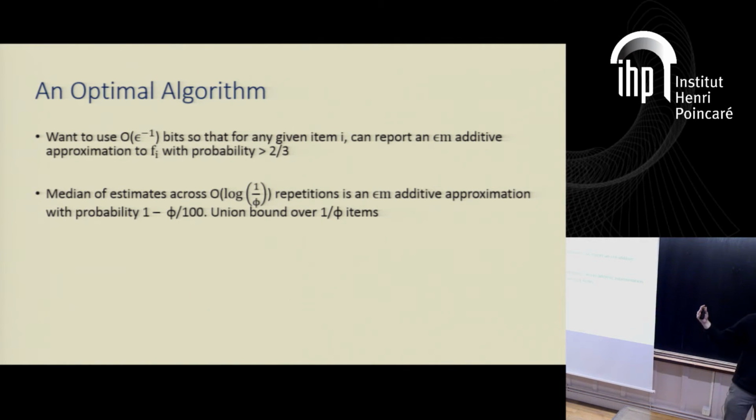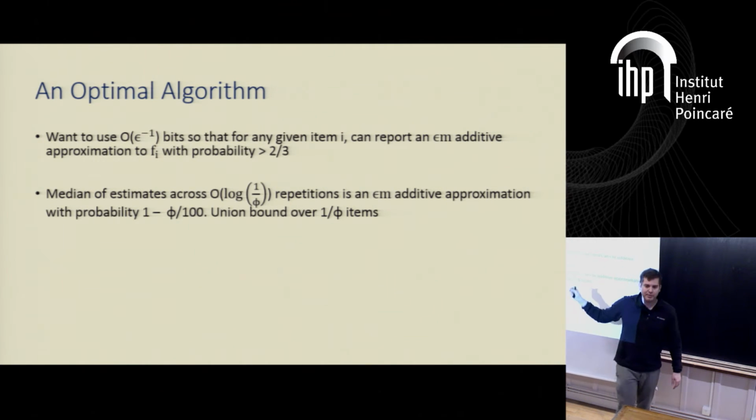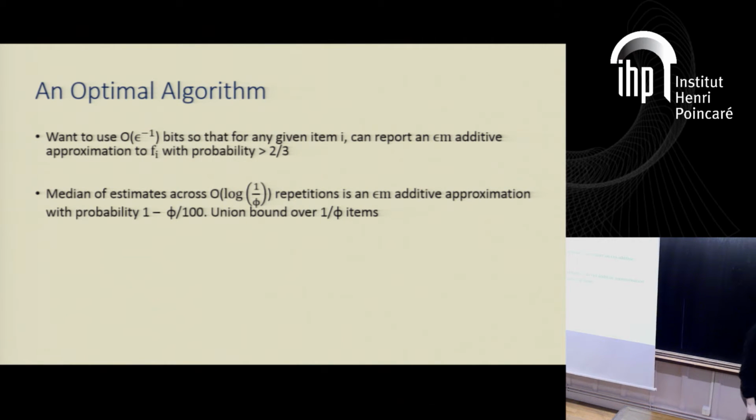And how many items does this Misra Gries data structure report to me? It's going to report order 1 over phi. So I can take a union bound over all the items that it reports, and so I'll get a correct estimate for all of them. Okay? Make sense? Okay, good.